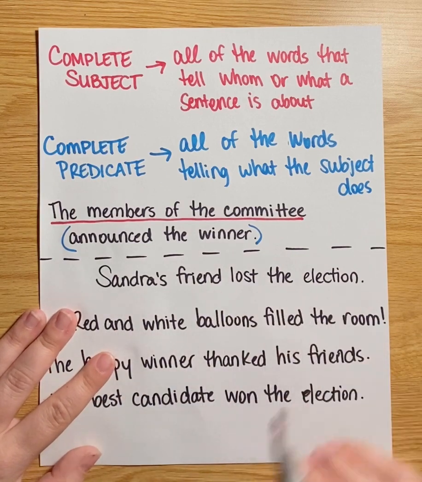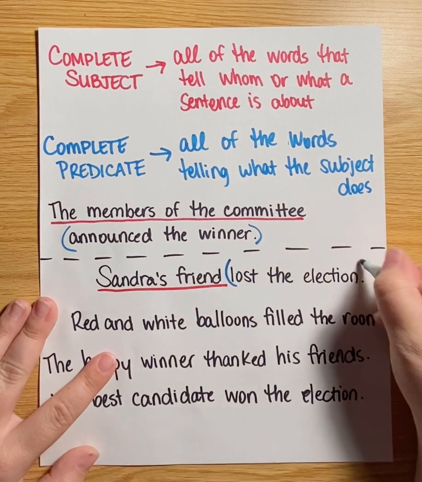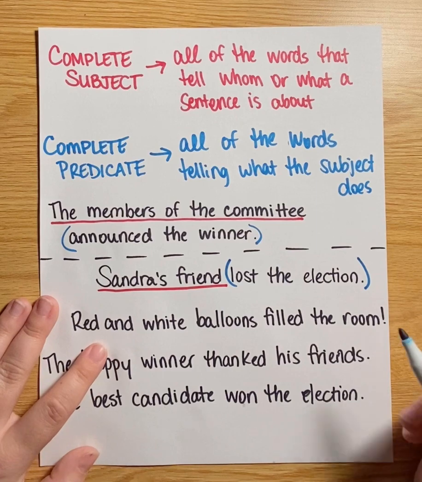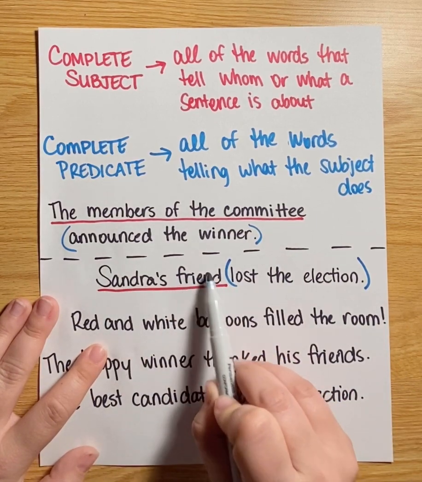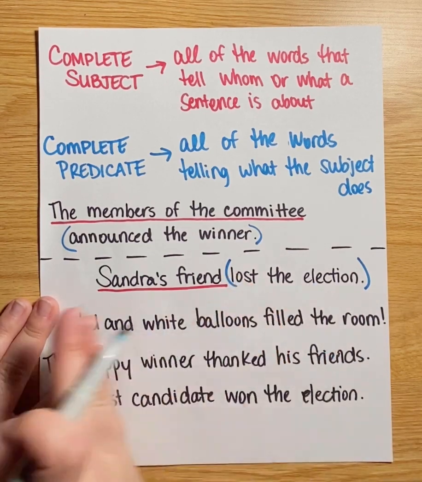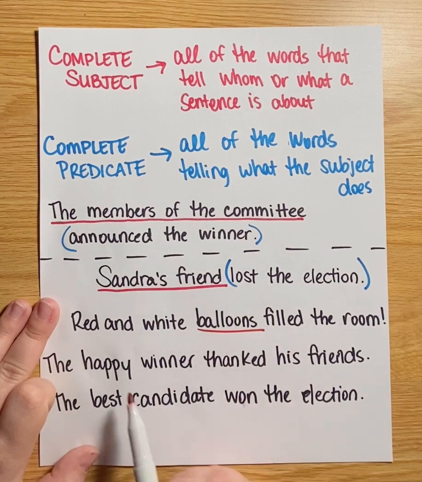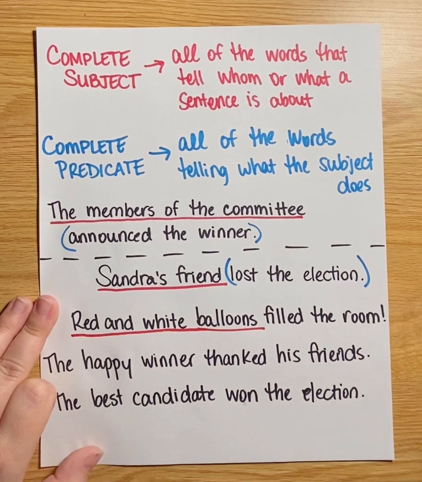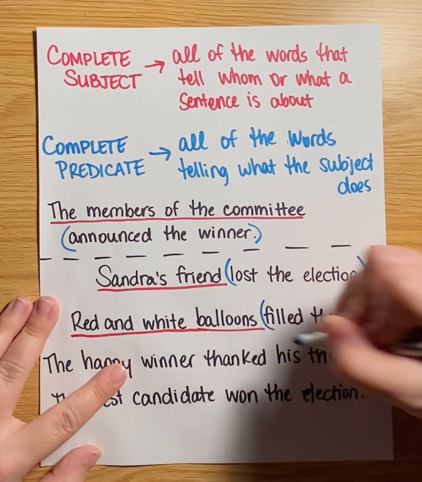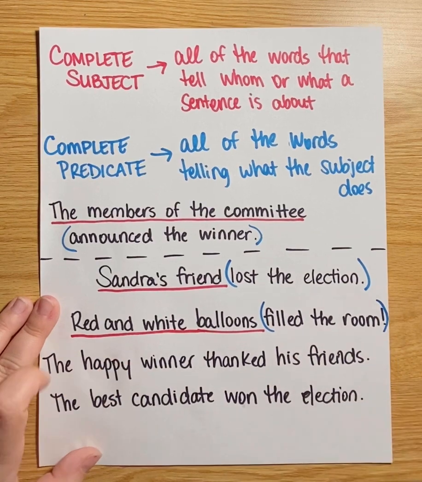Sandra's friend lost the election. Sandra's friend is our main character. Lost the election is our complete predicate. Remember, a couple weeks ago we would just put friend and lost, but now we're breaking up the whole sentence into complete subject, complete predicate, okay? Red and white balloons filled the room, okay? So we're talking about balloons, but we're talking about the red and white balloons. That is our complete subject. And our complete predicate, usually the simple predicate is filled. The complete predicate is filled the room.